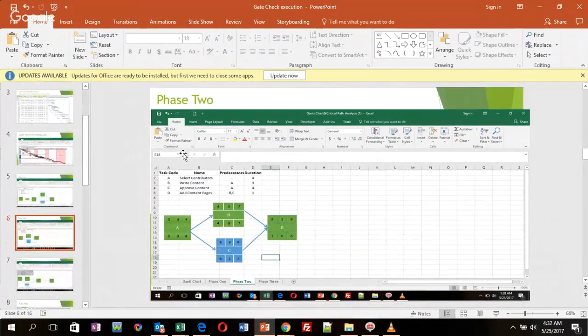In phase 2, we worked on contributors selection. We used 4 days. In the content, we used 3 days, and we also used 4 days for the approval, and we added the content pages.